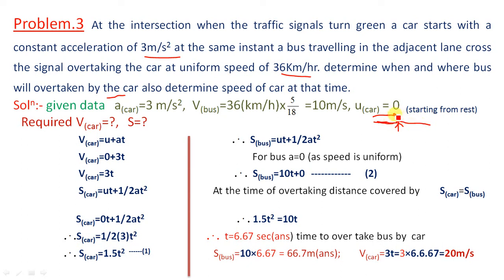And at the same time the car is in the race condition. When the signal turns green, it will start its journey from the other lane, and they have asked us when this car is going to overtake this bus.